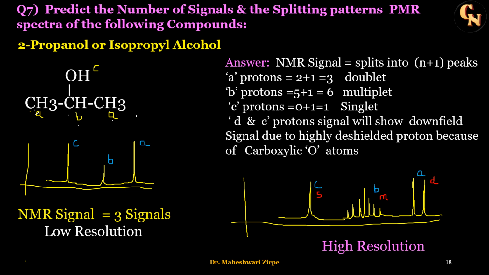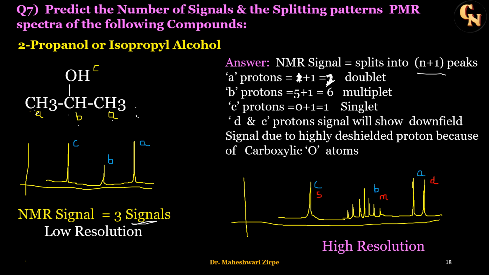So you will get three signals in low resolution, whereas the splitting will take place using the n+1 rule. So the A protons, which are the CH3 group protons, that is methyl group protons, will split according to the neighboring proton. So A protons will be 1+1, which is 2. It will show a doublet.